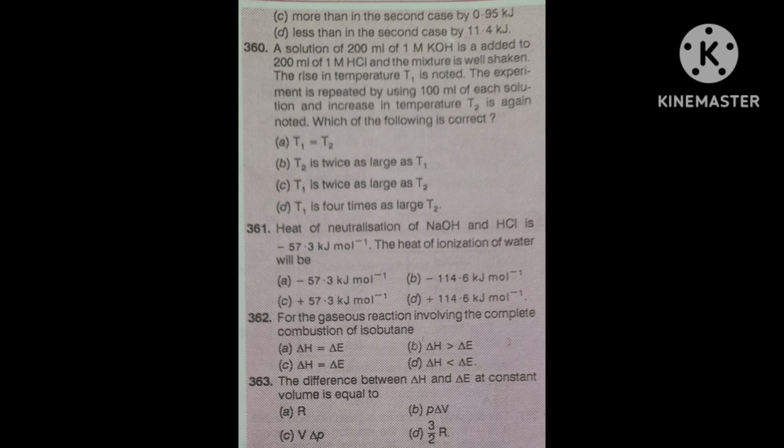Its correct answer is V into delta P. V means volume, delta P, P is pressure. The third option is correct. How? Now I am telling you. Here, you know that H is equal to E plus PV. This is a well known relation.